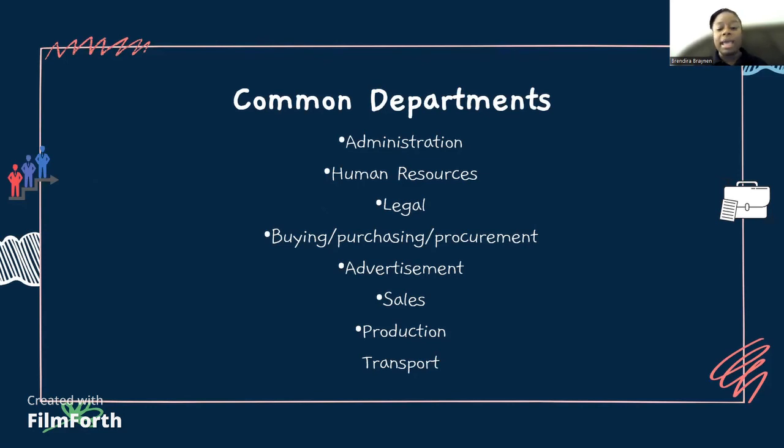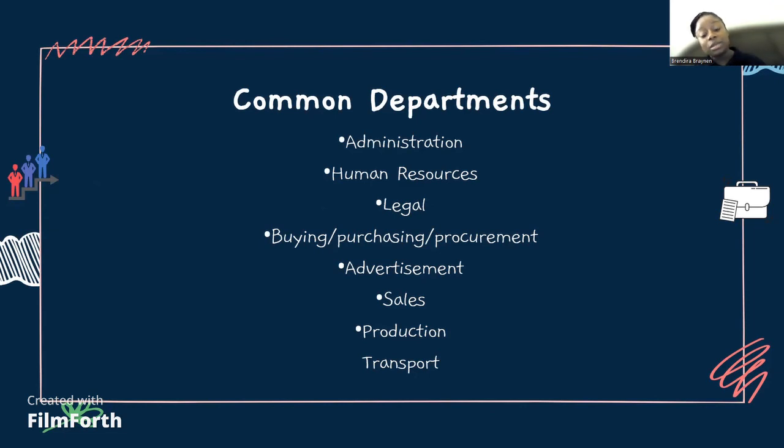We have a buying, purchasing, or procurement department. It can be called any of the three, but they mean the same thing. This is a department that's purchasing things on behalf of another department. If the department needs paper, they send in information and say, hey, can you buy us some paper? And they're responsible for making sure they find the paper for that department and that it's the best price and the best quality and what they asked for.